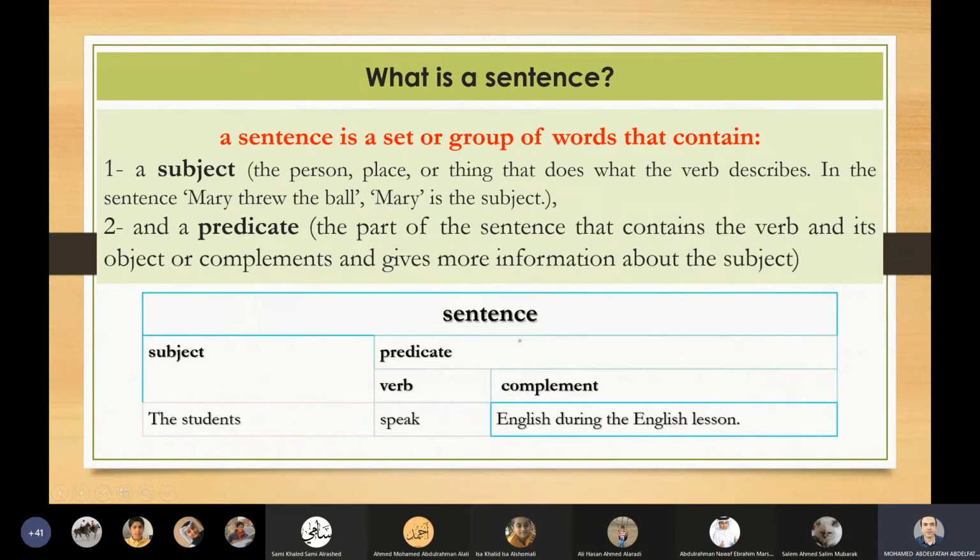For example, here I have got a sentence. For example, the students speak English during the English lesson. The students are the subject. What about the predicate? The predicate is the verb and the complement of the sentence. The verb here is speak. The students speak. Speak what? This is the complement. To make a complete idea, you have to add more information. You have to add more details about the subject. The students speak what? They speak English during the English lesson. So students, I think now you know what is the sentence.